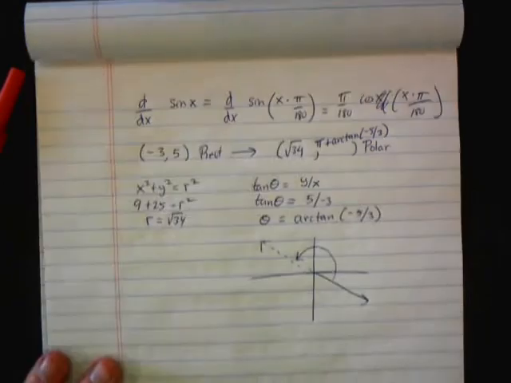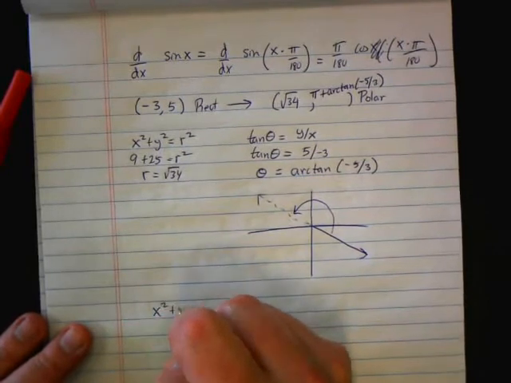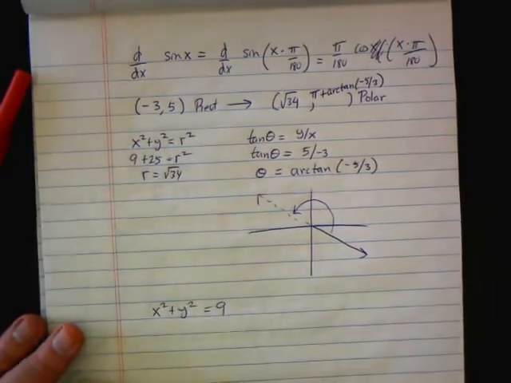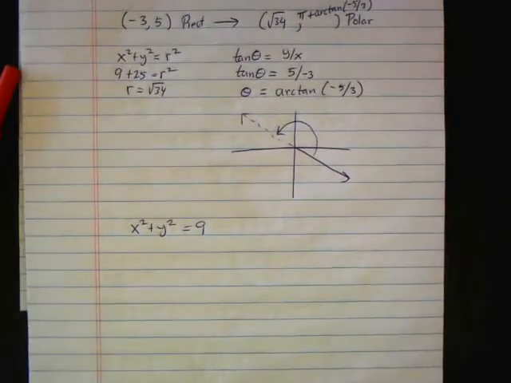All right, well, not only can we convert points back and forth, we can also convert equations. So there's an equation written in rectangular form: x squared plus y squared equals 9. What would that same equation be in polar form? It is a circle. It would be a circle in either form. That's correct. I want the equation in polar form.